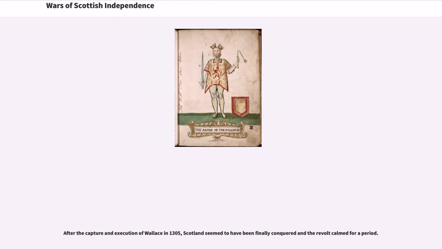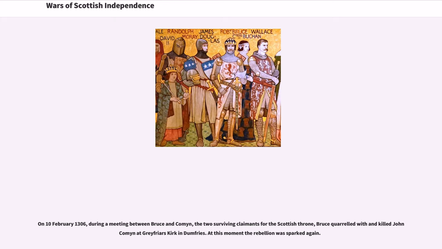After the capture and execution of Wallace in 1305, Scotland seemed to have been finally conquered and the revolt calmed for a period. On February 10, 1306, during a meeting between Bruce and Cummin, the two surviving claimants for the Scottish throne, Bruce quarreled with and killed John Cummin at Greyfriars Kirk in Dumfries. At this moment the rebellion was sparked again.